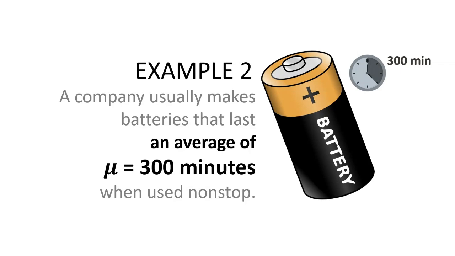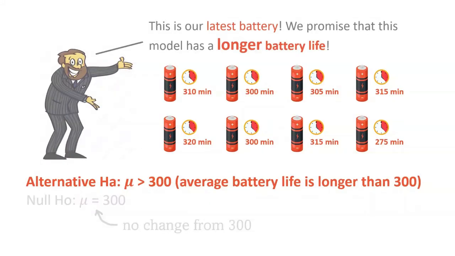A company usually makes batteries that can last up to an average of 300 minutes when used nonstop. This is the standard. Now, take a look. The same company said that they have made a newer battery that has a longer battery life than their usual of 300 minutes. This is the alternative hypothesis, their claim.